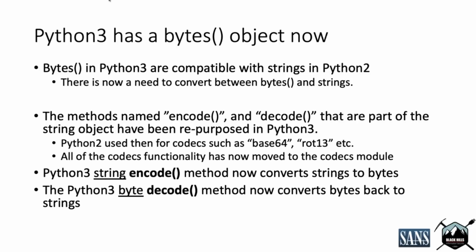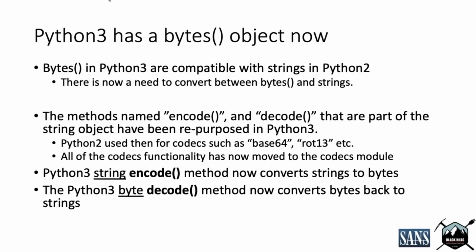So in Python 3, if we use the encode method, it will actually convert a string to a byte representation. If we use the decode method of a byte object in Python 3, it will convert bytes back to strings. So we have now a bidirectional way of converting between the different data types, which is awesome.